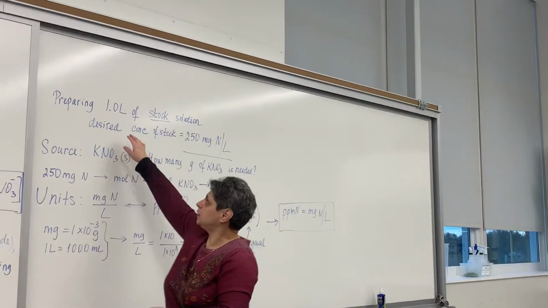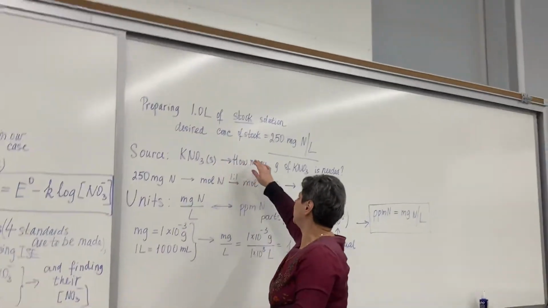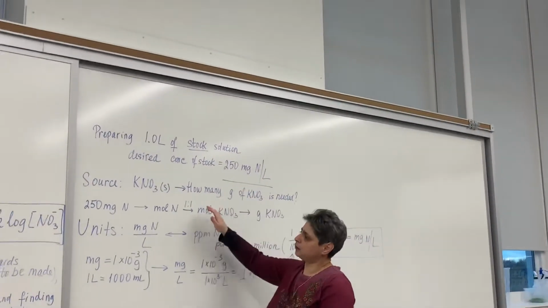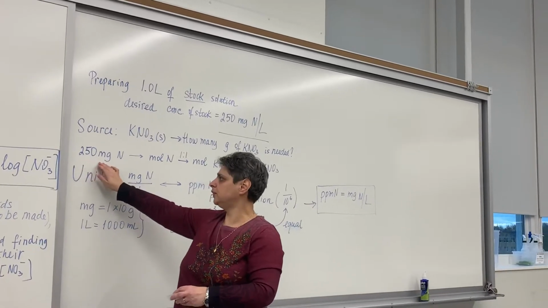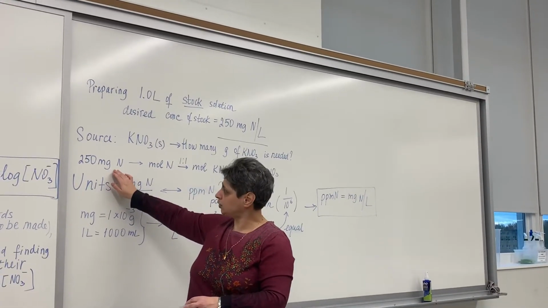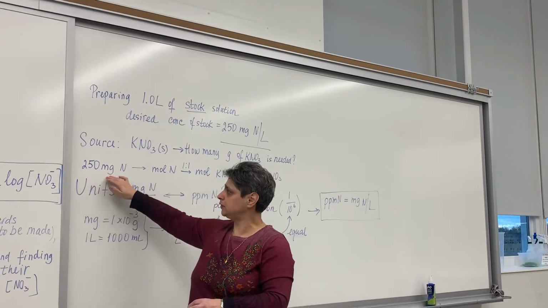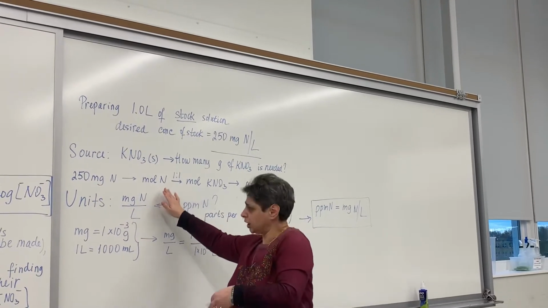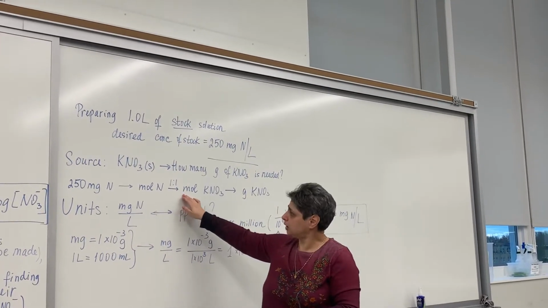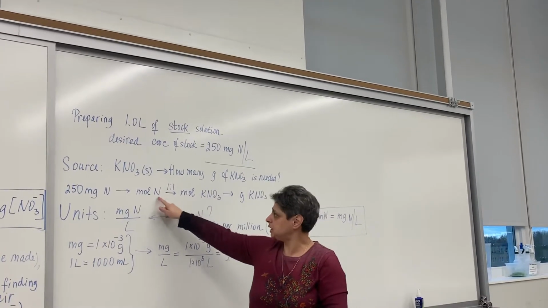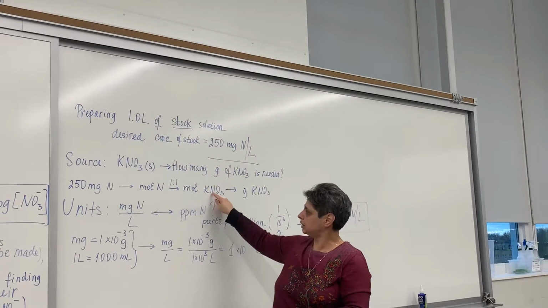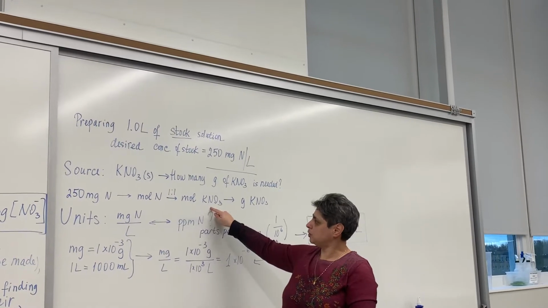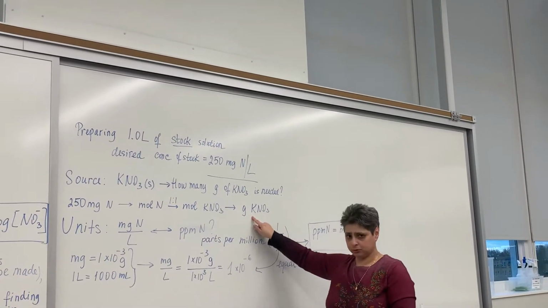I'd like to point out that we're making 1 liter of this solution, and the concentration must be 250 milligrams of nitrogen per liter. Therefore, our solution must contain 250 milligrams of nitrogen. So the calculation you have to do is go from 250 milligrams of nitrogen, your desired starting point, converting it to moles of nitrogen, and then from moles of nitrogen, converting it to moles of potassium nitrate. As you can see here, 1 mole of potassium nitrate contains only 1 mole of nitrogen, so it's a 1-to-1 ratio. And then knowing moles of potassium nitrate, you have to find grams of potassium nitrate.